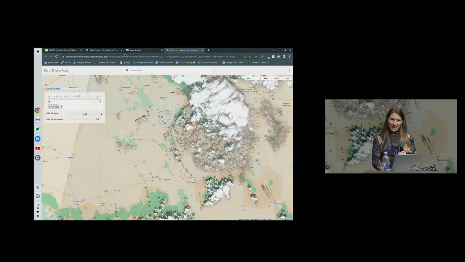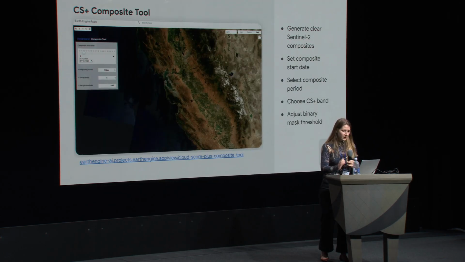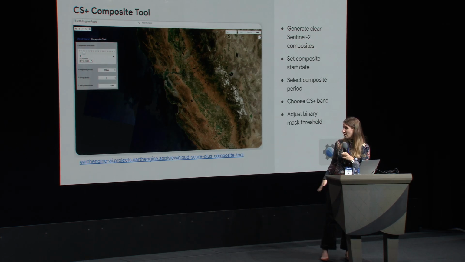All right. That said, while this really showcases all of the actual CloudScore Plus results here, the other tool that we created is the one we use to make all of the median composites. So this is, instead of our CloudScore Plus collection explorer, we've got the CloudScore Plus clear composite tool. And let me flip back over to my slides here. So this tool, same start of the URL, but instead we've got the CloudScore Plus composite tool, is doing just that. So we've again got a slider.